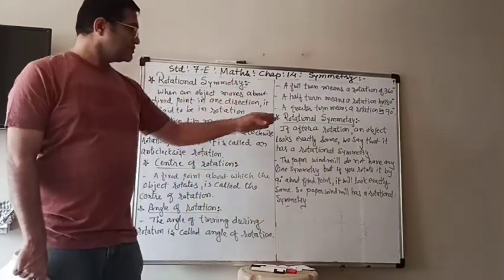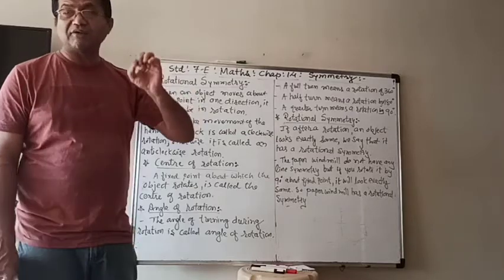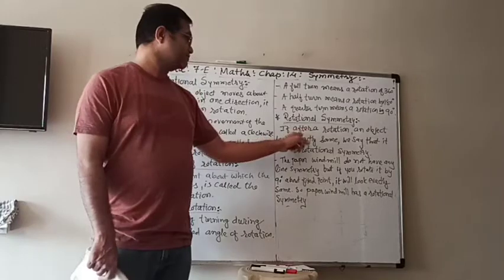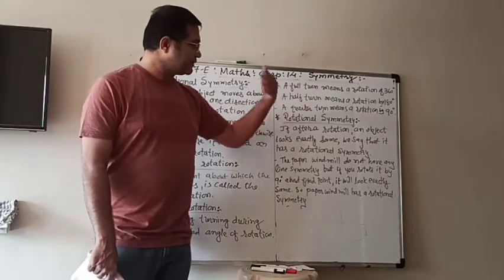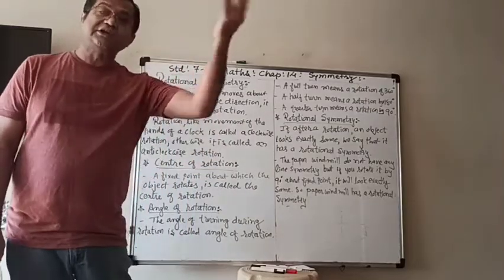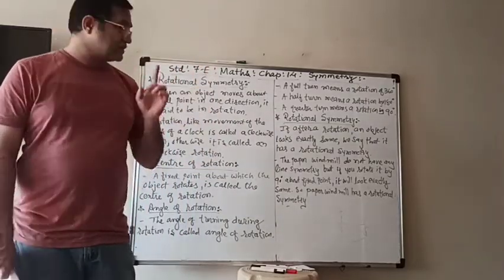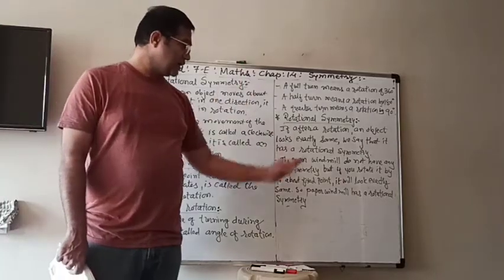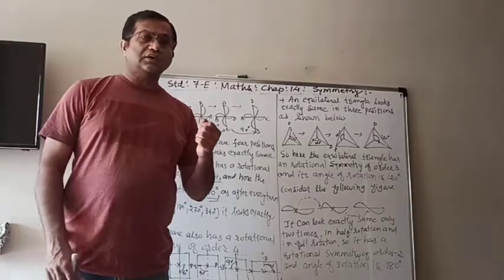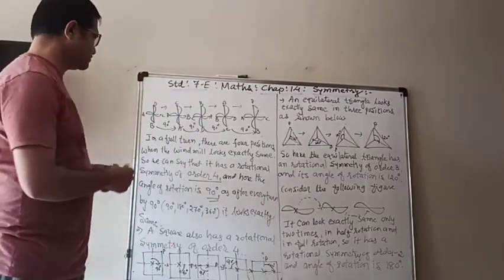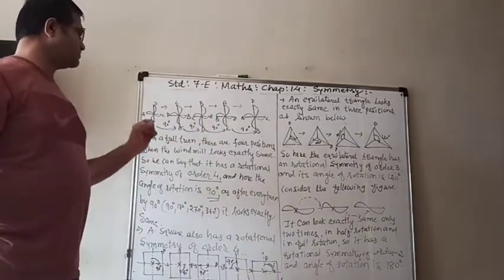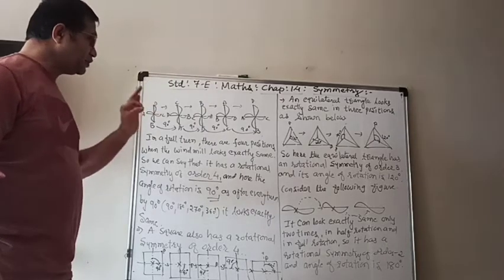So, as I told you, when is it called rotational symmetry? After a rotation or after turning an object, when it looks exactly the same as it was looking before, then we can say that it has a rotational symmetry. Now in the windmill, we saw that 4 times, in 4 positions in a full turn, it looks exactly the same.